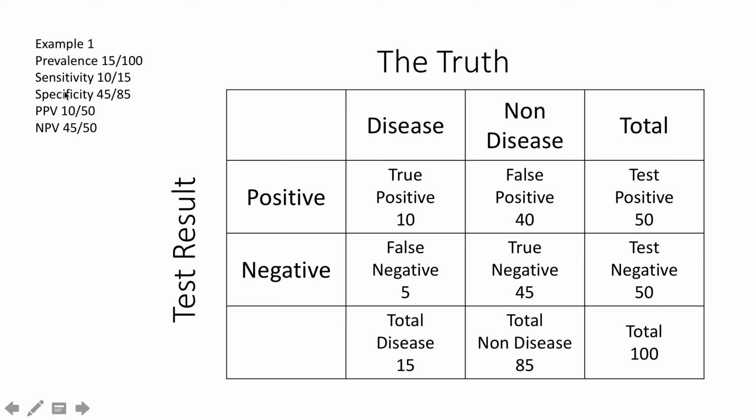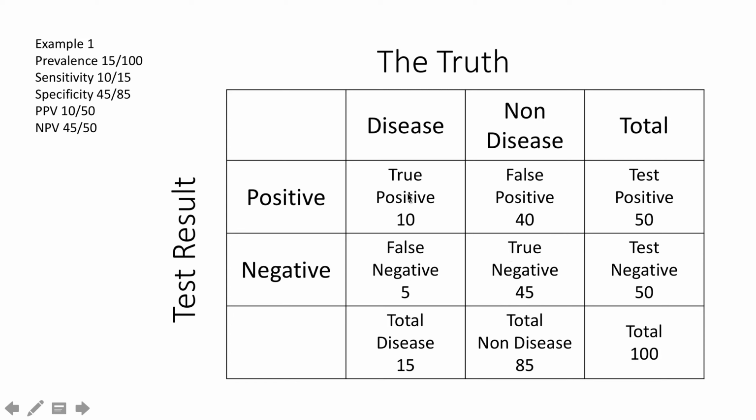Right. The specificity is 45 out of 85, so the number of true negatives to the total number of people with non-disease. So this is not as good. Okay, and that's 53%. So if I'm in the non-disease category, so I don't have the illness, there's a lot of false positives going on here. So it's only a 50-50 chance that this true negative is accurate.